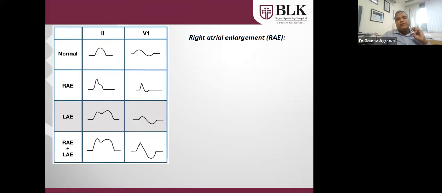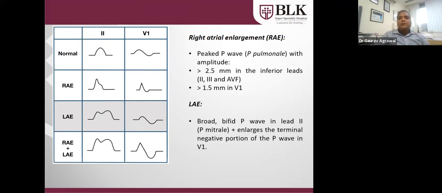This is a cartoon showing normal, right atrial enlargement, left atrial enlargement, and biatrial enlargement. In right atrial enlargement, there is a peaked P wave, known as P pulmonale, where the amplitude will be more than 3 mm in the inferior leads. Up to 3 mm is normal. Inferior leads are 2, 3 and aVF. The first part of the P wave in V1 represents the right atrium, the second part represents the left atrium.